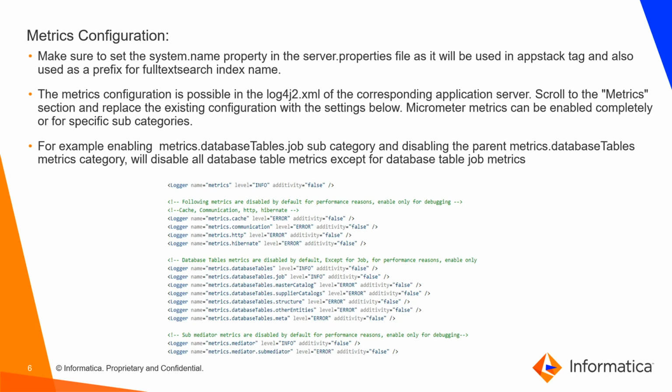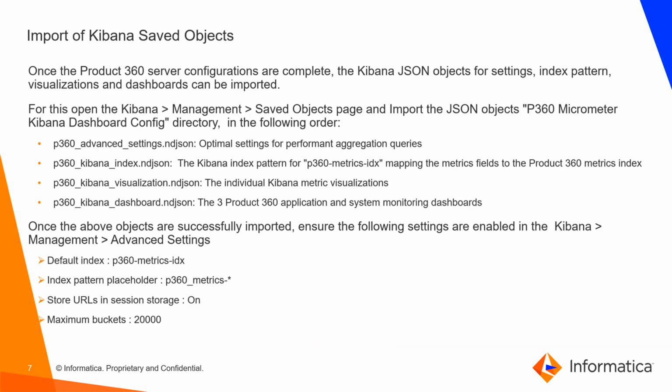The metrics configuration is possible in the log4j2.xml file of the application server. Scroll to the metrics section in log4j2.xml and replace the existing configuration with the below given configuration. The Micrometer metrics can be enabled completely or for specific subcategories. For example, enabling the metrics.database tables.jobs subcategory and disabling the parent metrics.database tables category will disable all the database table metrics except for database table job metrics.